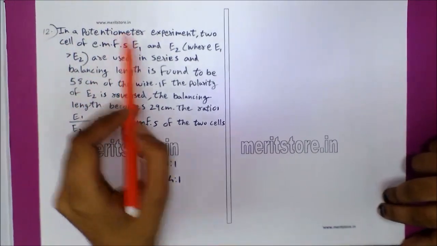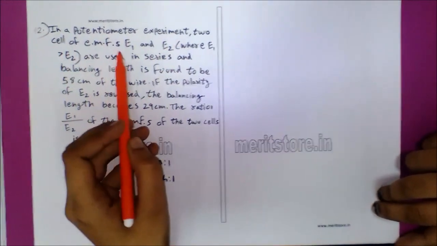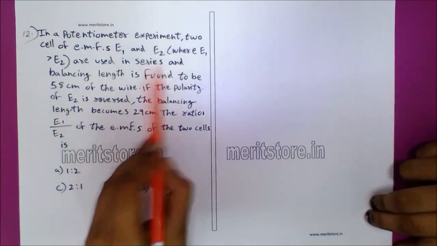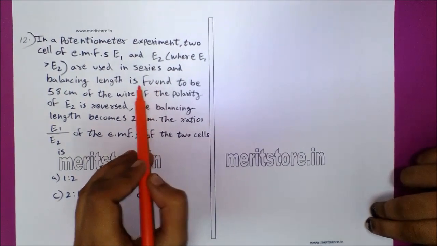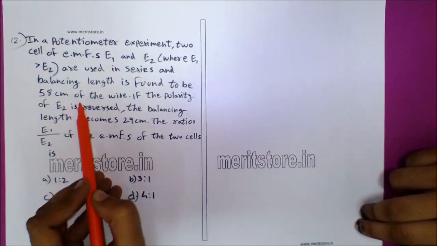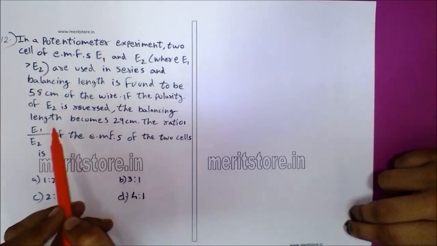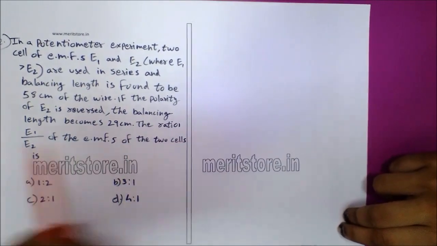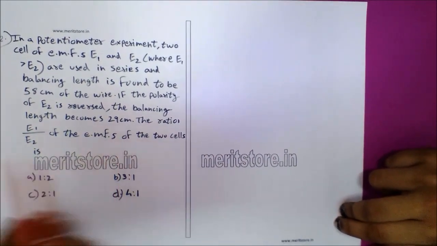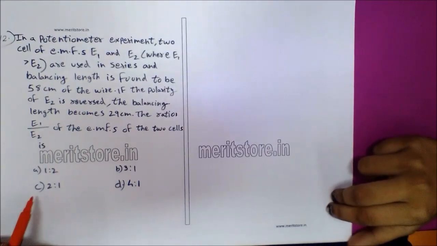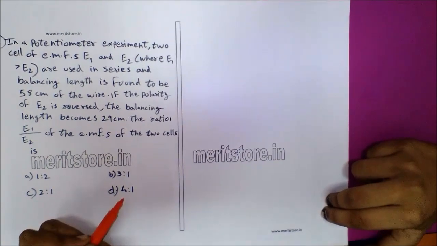Question 12. In a potentiometer experiment, two cells of EMFs E1 and E2, where E1 is greater than E2, are used in series and the balancing length is found to be 58 cm of the wire. If the polarity of E2 is reversed, the balancing length comes to 29 cm. The ratio E1 by E2 of the EMFs of the two cells is A 1 is to 2, B 3 is to 1, C 2 is to 1, D 4 is to 1.